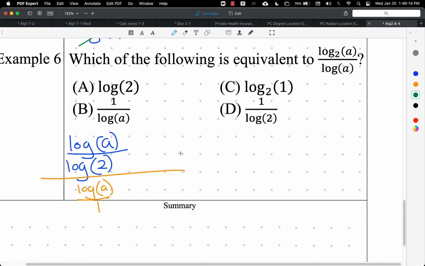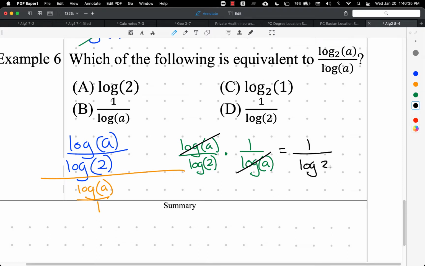Keep it. The first one, so keep. Log of a over log of 2. Instead of the right side, you do times. Times, okay. Then 1 over log a. And what crosses off then, Sergio? The log a is 1. Equals 1 over log 2. Good. All right. And hey, there's an answer.